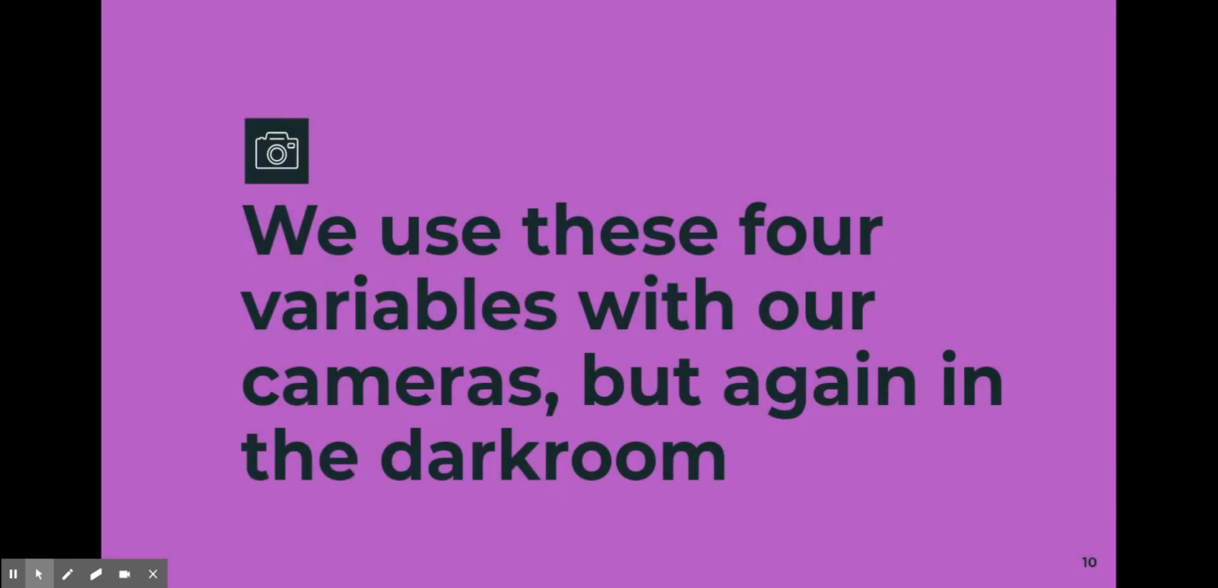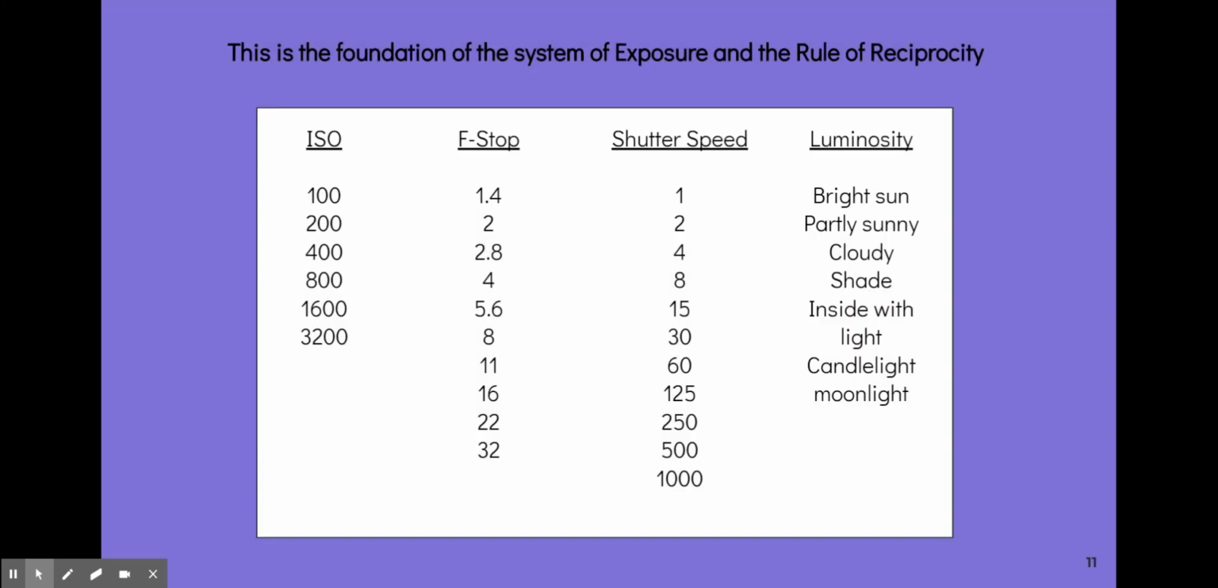Any act of exposing a light-sensitive material is affected by these four variables, from making cyanotypes to using our film camera to making darkroom prints. And even with digital photography, these four variables work together in a system. We use this chart in class to understand how all of this works together. Each number listed is considered a standard measure or a stop within the variable. These are the numbers that are found on your cameras and film.